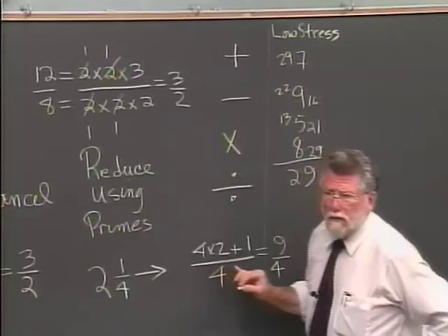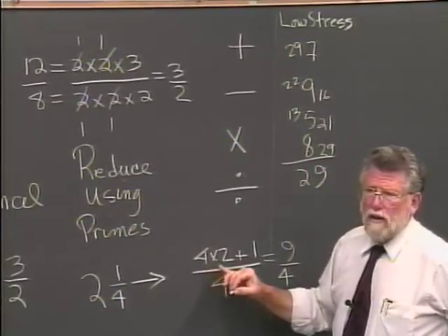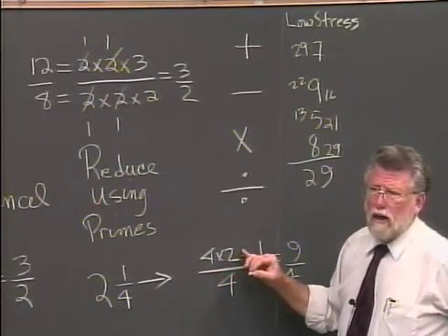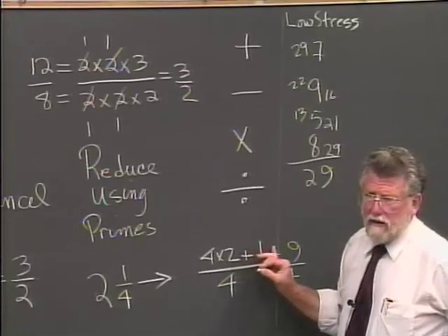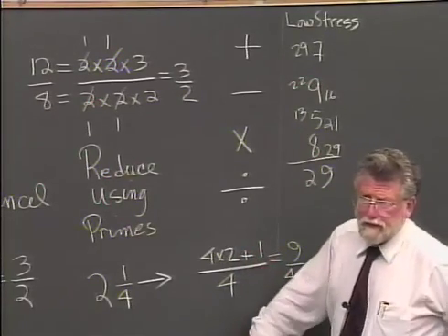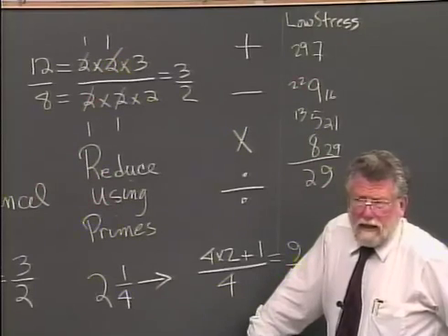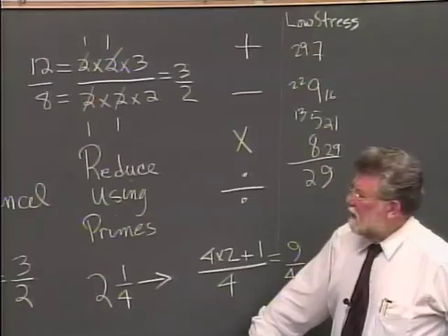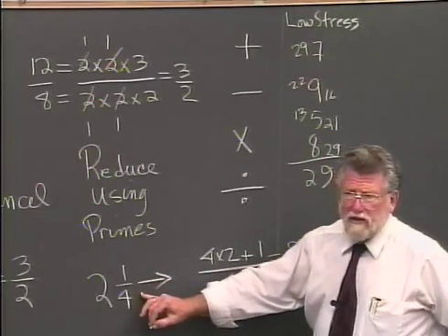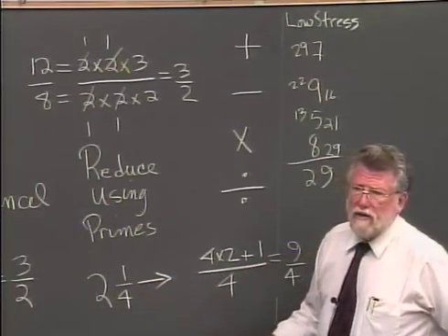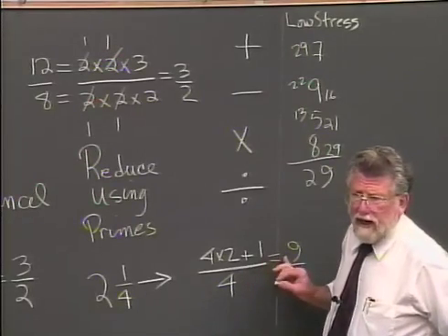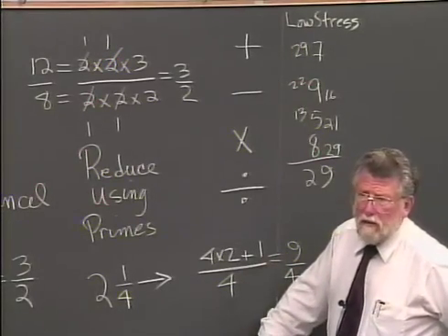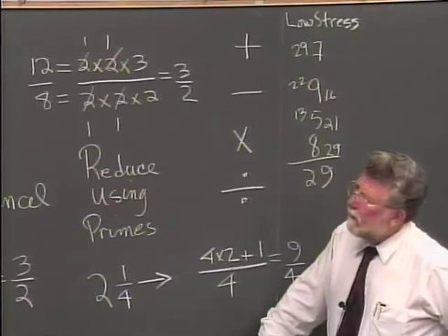Here's where I've shown that process, where you have 4 times 2 plus 1. That's a 9 over 4. Again, most of you are more comfortable leaving the fraction this way as a mixed number, but when I have to use it in a multiplication or division, I have to go backwards to the improper fraction.